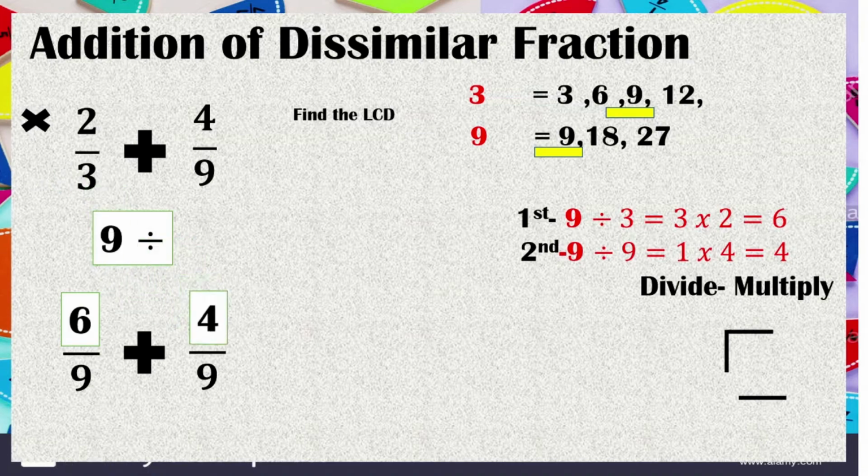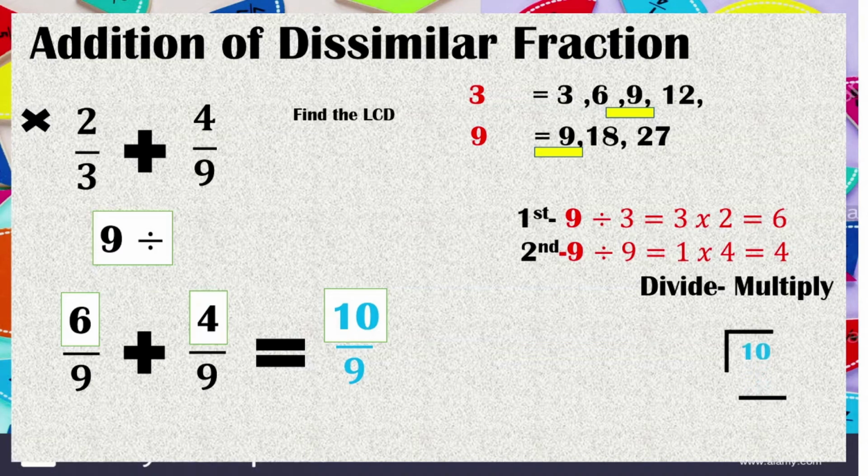Next, ano susunod? Let us add. So, 6 plus 4 is equal to 10. Then, copy the denominator. So, again, we have an answer of 10 over 9. So, that is an improper fraction. I-convert natin into mixed number. Ano na naman ang gagawin natin para maging mixed number? We are going to divide.